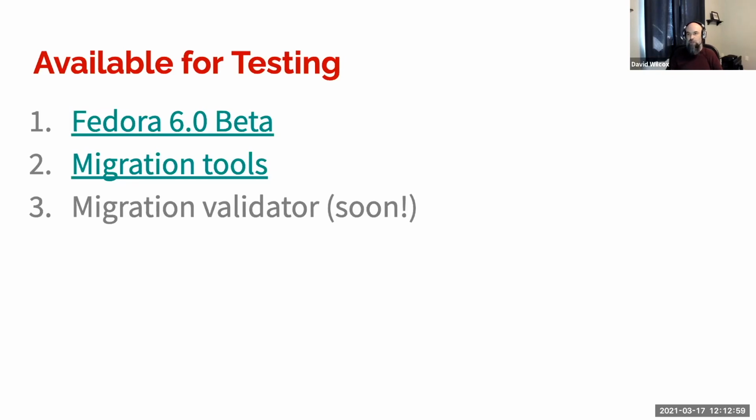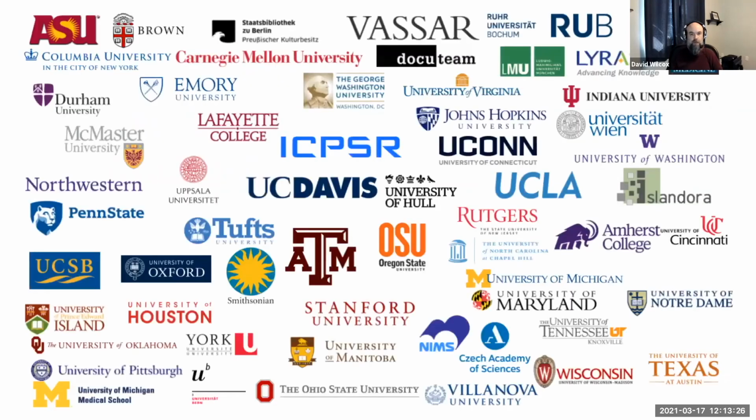And there are also migration tools, the tools that will get you from version 3, 4, and 5 to 6. The community's been testing those and we've been improving them. But again, we'd love to get more testing. And for those going from version 3 to 6, we are close to completing a validator that will check all of your content and make sure that it came over okay. So most of that's available for testing except for the validator, but that should be available soon.